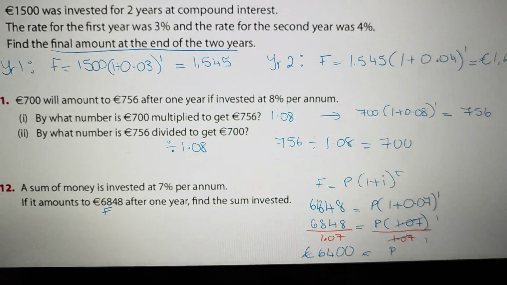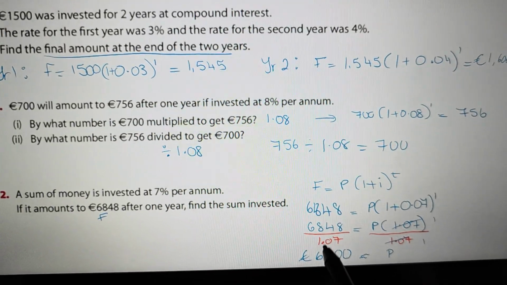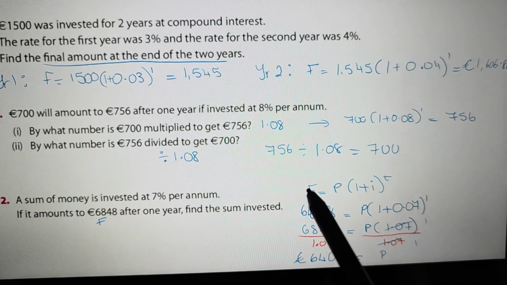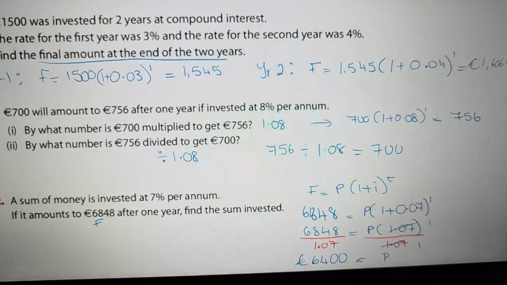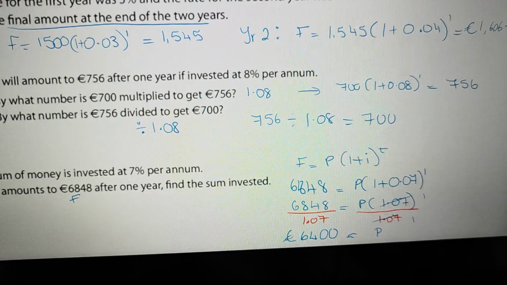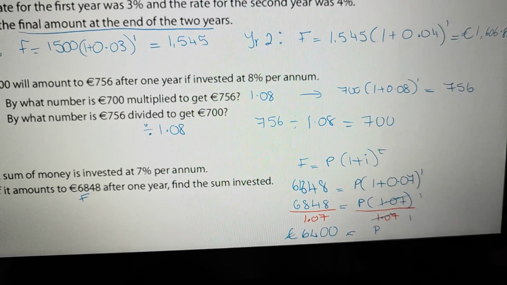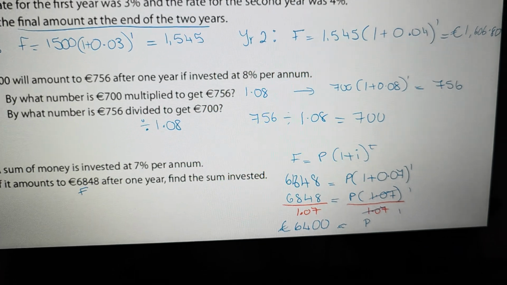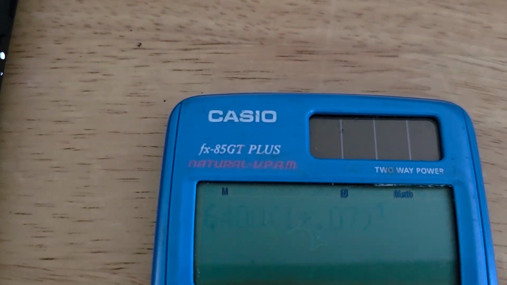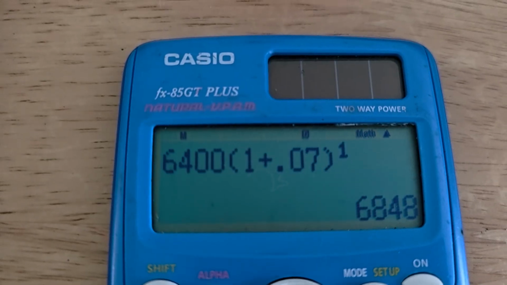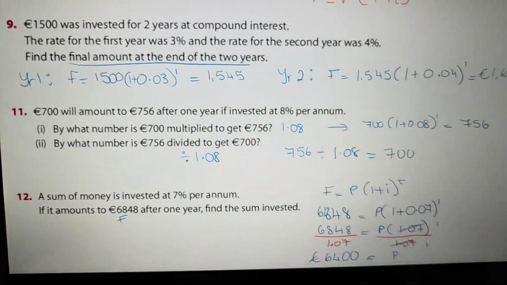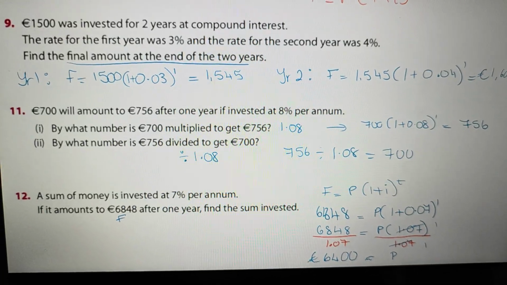You can check if that's correct by subbing your 6,400 into your compound interest formula. So F would equal 6,400 multiplied by 1 plus your interest rate, which was 7%, and it's to the power of 1 year, equals €6,848. So I now know that my value for P must be correct.